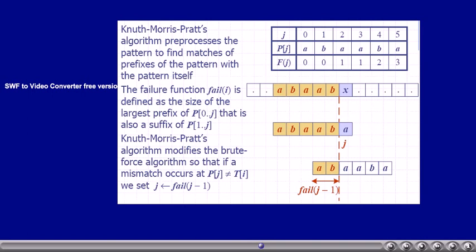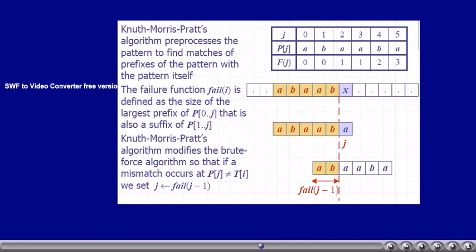In the following slides, we'll demonstrate another popular pattern matching technique known as the Knuth-Morris-Pratt algorithm. This algorithm first pre-processes the pattern P to find matches of prefixes of the pattern with the pattern itself. That is, it calculates a special function known as fail. The function fail of j is defined as the size of the largest prefix of the string starting from 0th character to jth character that is also a suffix of the string P starting from first character to jth character. We'll demonstrate a little later how this fail function is calculated.